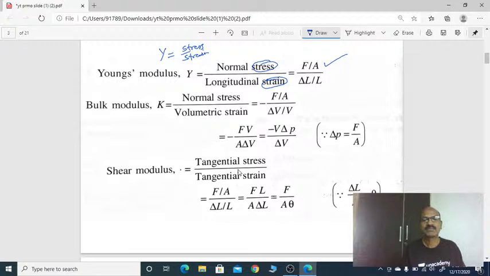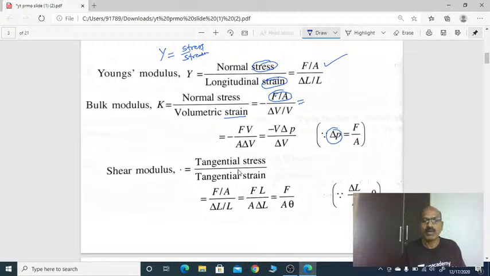Bulk modulus, normal stress by volumetric strain. See there, normal stress, F by A, volumetric strain, change in volume by original volume. This force by area is nothing but pressure, that's only change in pressure, force by area. So pressure, this V will come up, so minus V into change in volume. See here, the negative sign shows the volume decreases.